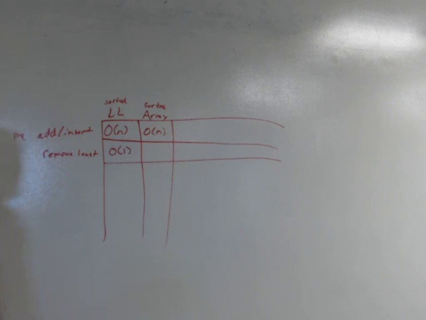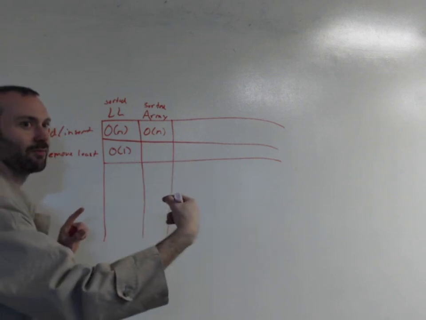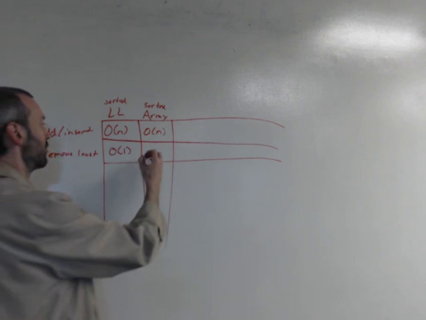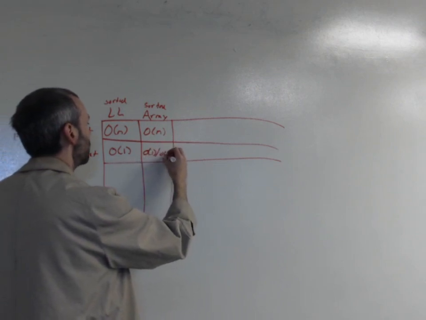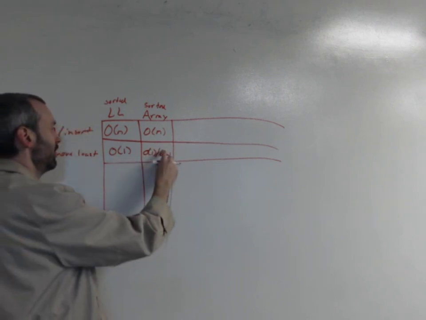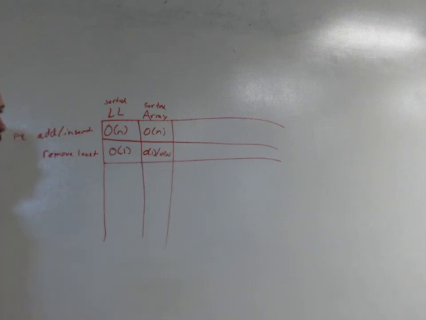How about removing the least? Oh, O of 1. If you make your array so that the least is always at the end, that way you can just decrement the size, then it would be O of 1. If you're terrible at coding this, you'll be O of n because then you have to shift everything down. But hopefully you choose the O of 1 solution in order to do this.